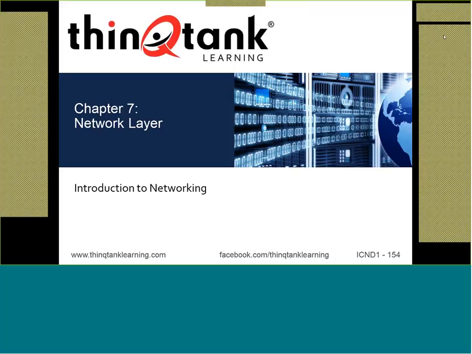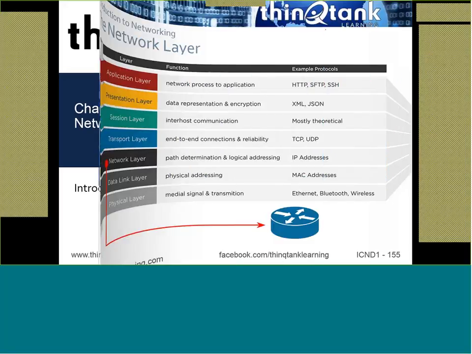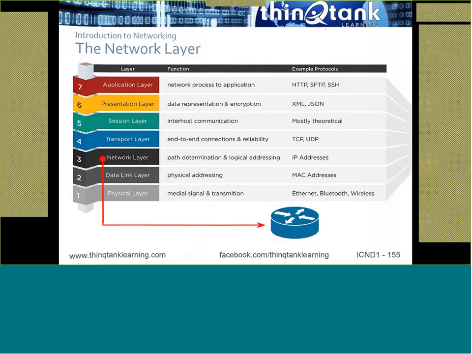So for CCENT Chapter 7, we're going to talk about Layer 3, the network layer, where routing occurs, where IP addressing occurs, yes, where IPv6 addressing occurs, and so on. This is a fun chapter. It's a lot of information, and of course it is a precursor to what we're going to be talking about in the next chapter, which is more details on subnetting and IP addressing and so on.